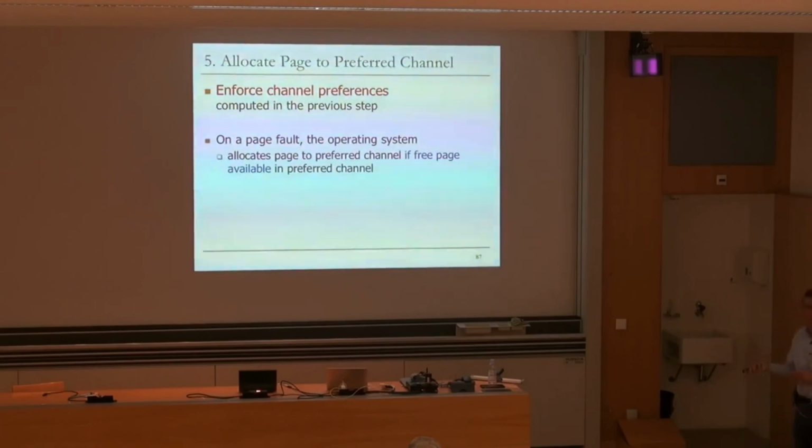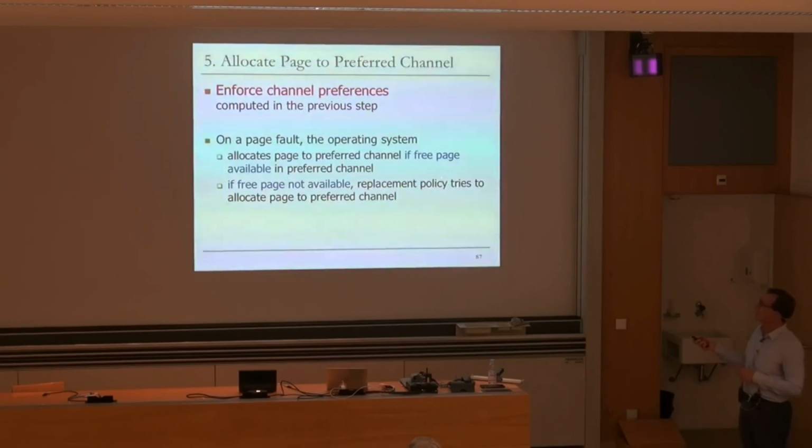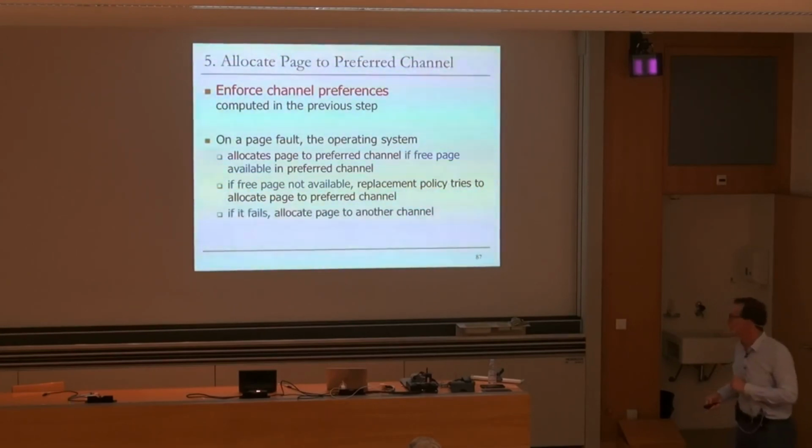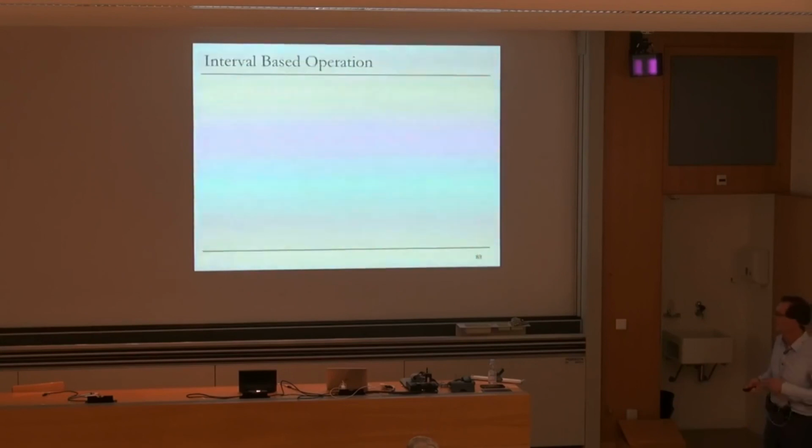If a free page is available in the preferred channel, as I said earlier. If it's not available, then the replacement policy tries to allocate a page in the preferred channel. That may not always be possible or reasonable. If it fails, it allocates the page to another channel. Now, there's more detail here that's in the paper that I'm not going to discuss, but you could imagine mechanisms over here on how you change the replacement policy. Okay, so that's the mechanism, basically.